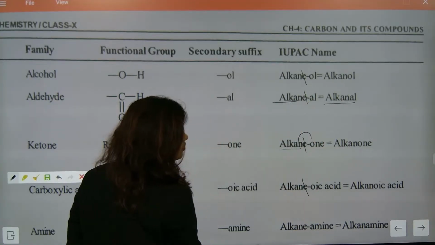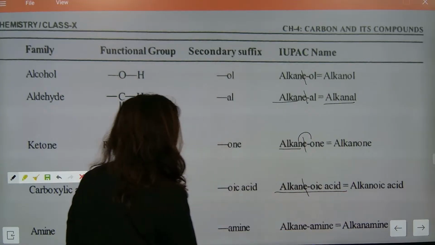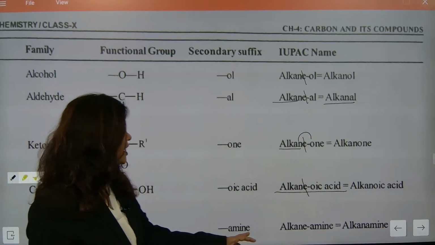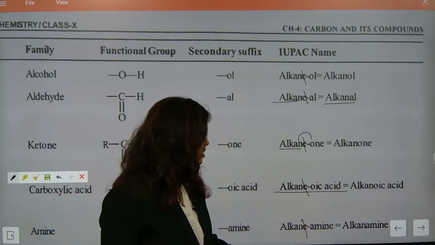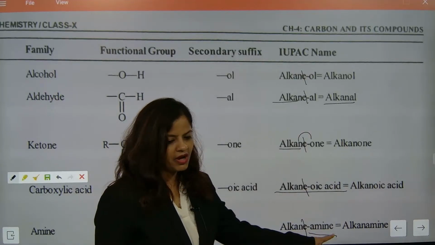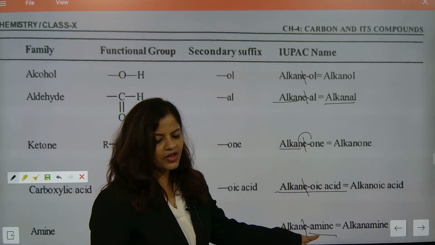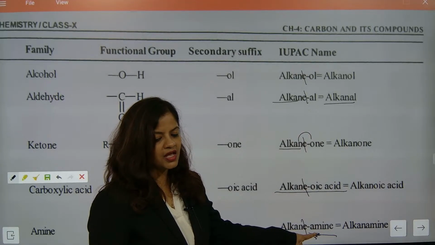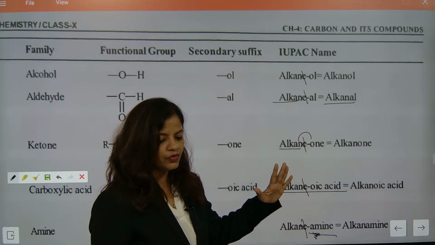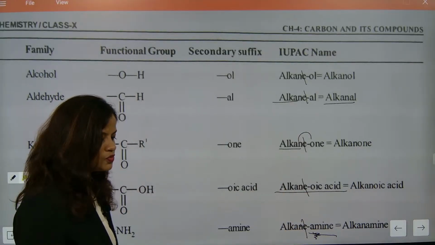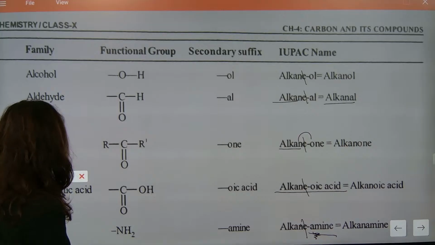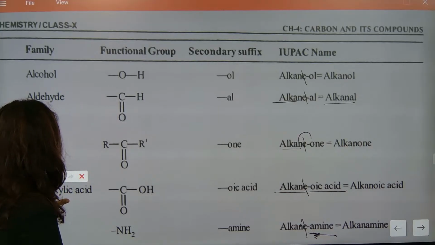Here also E is removed: alkanoic acid. So everywhere you are seeing that they are removing E. Understood? Because the suffix starts with a vowel. So wherever the suffix starts with a vowel, E is getting removed. This is the most important thing. You must remember this part. Is it okay? Did you understand this section?